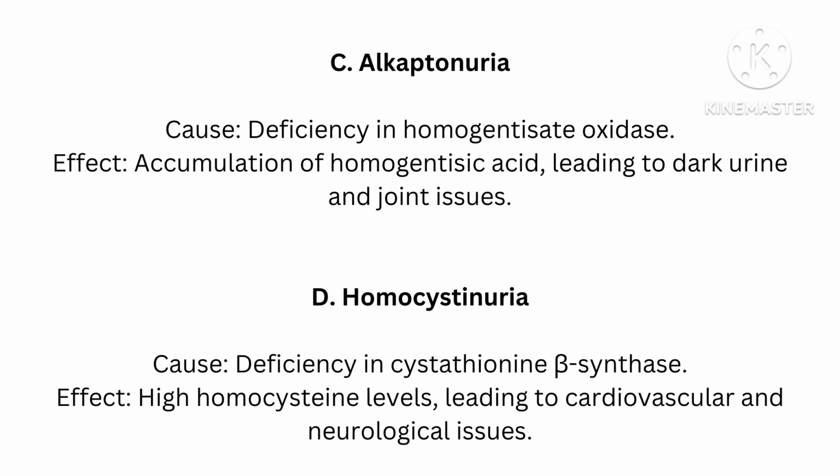Alkaptonuria, caused by deficiency of homogentisate oxidase. It leads to accumulation of homogentisic acid, leading to dark urine and joint issues. Homocystinuria, caused by deficiency of cystathionine beta synthase. It leads to high homocysteine levels, leading to cardiovascular and neurological issues.